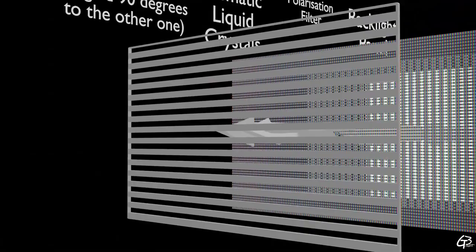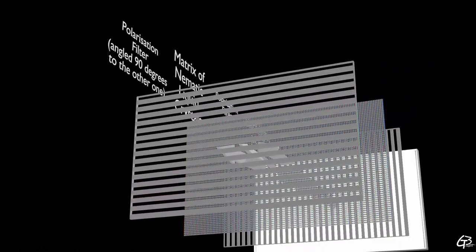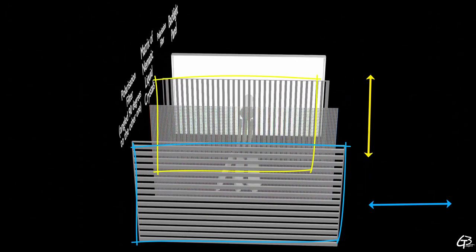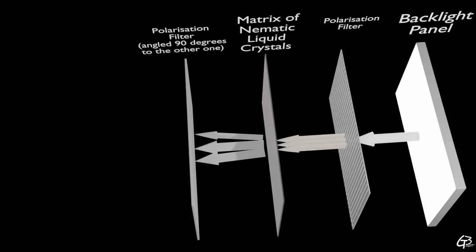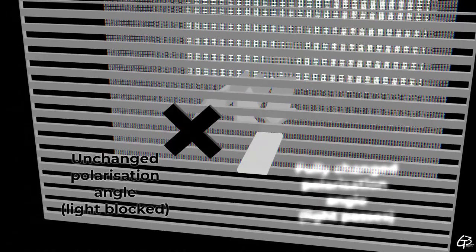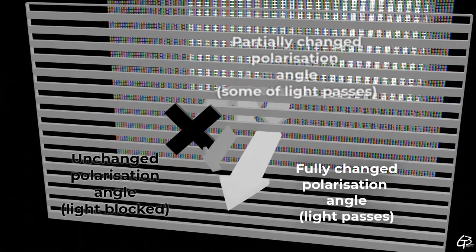Next, after the colorized light leaves the panel of liquid crystals, it hits the second polarization filter. This polarization filter is angled at 90 degrees to the first one, therefore it fully blocks all the light passing through the first one if its polarization angle was left unchanged. And here is the thing. If the liquid crystals just let the light pass through unchanged, the second polarization filter, since angled 90 degrees to the previous polarization filter, blocks the entire light passing through and appears black to the user. But if the liquid crystals change the direction of light polarization, the light passes through and appears bright.